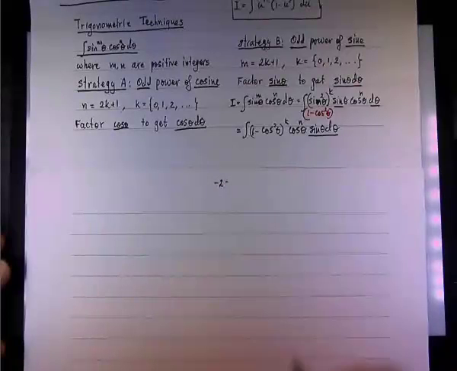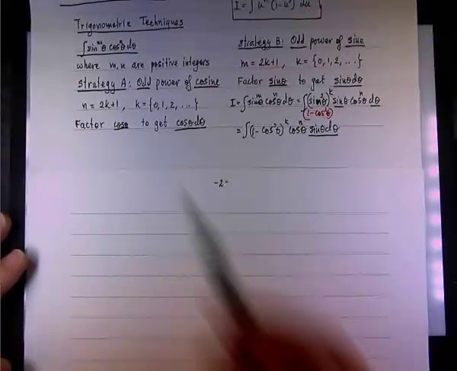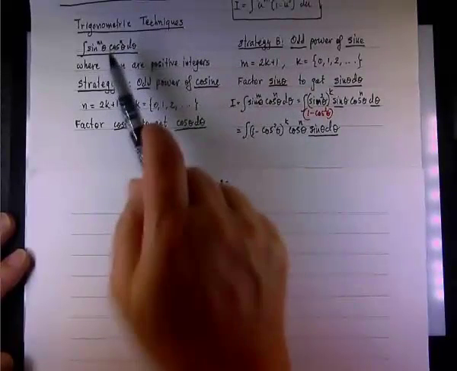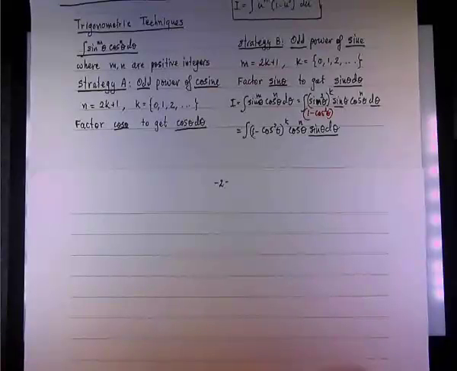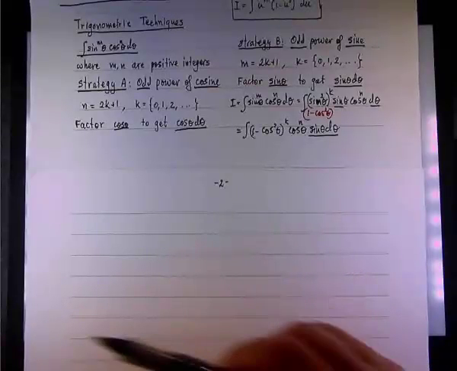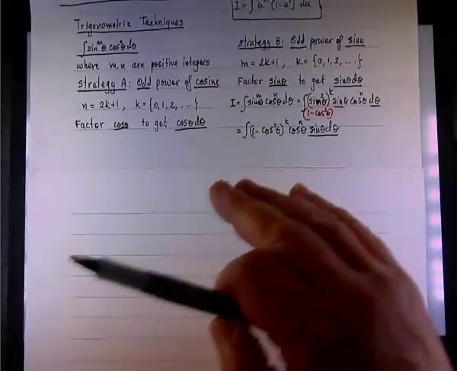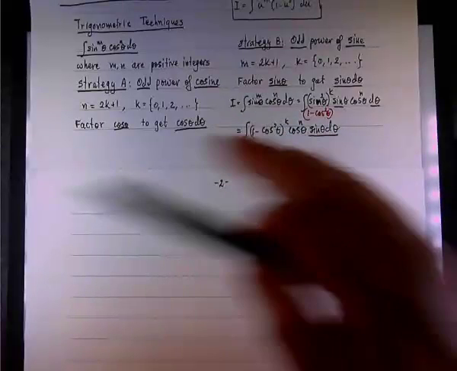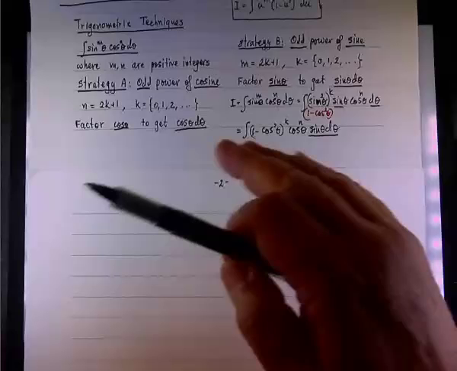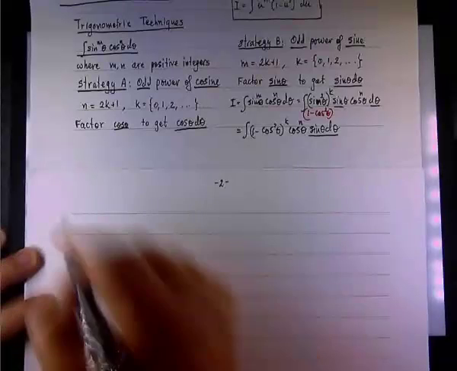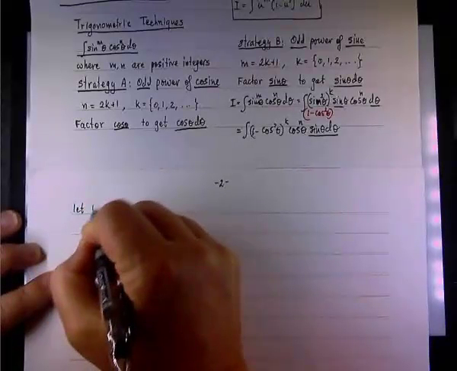So this is pretty much the same exact thing as strategy A, except we have sine and cosine swapped. The difference between strategy A and strategy B is where is the odd power? In A, we're looking at the odd power being the power of the cosine. In B, the same thing, except the odd power is the power of the sine. The third case will be no odd powers at all. Both powers are even. And that would be strategy C, which comes next. And by that, we cover all the options.